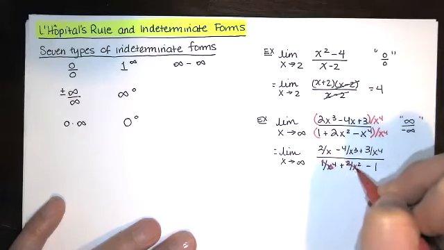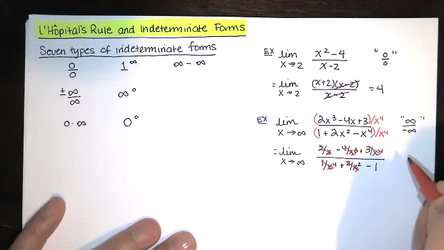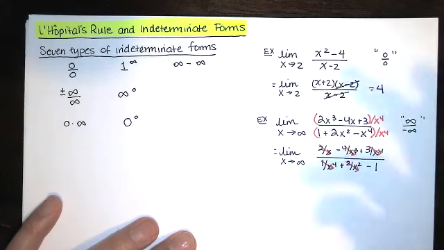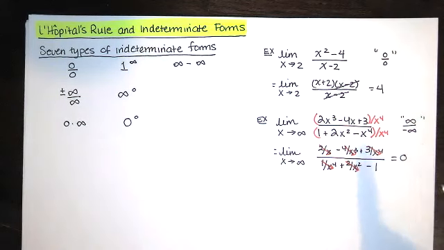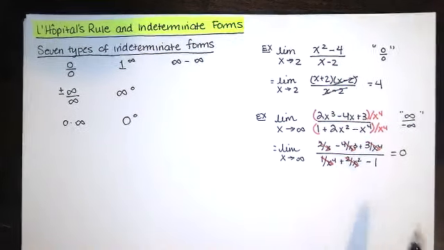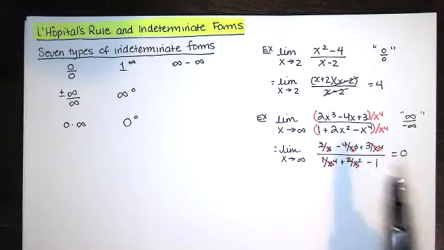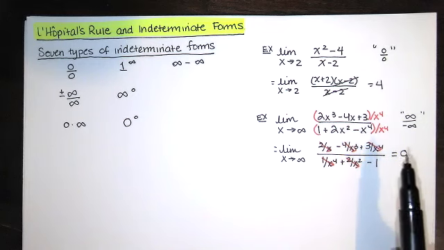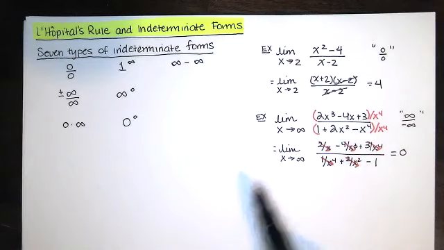This approaches 0, that approaches 0, that approaches 0, that approaches 0, and that approaches 0. So we end up with 0 over -1. So we get 0. So this is indeterminate as well. We happen to get 0 for this function, but we could have just as easily gotten positive or negative infinity for this function as x goes to infinity.